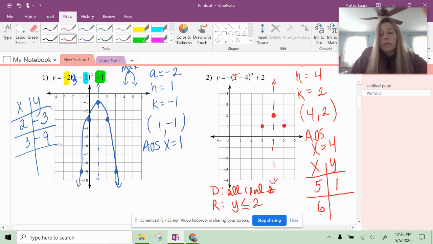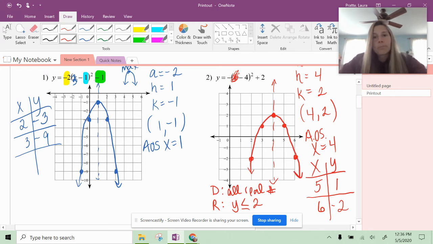If you wanted to do 6 and see what happens there, 6 minus 4 is 2. 2 squared is 4. 4 times a negative is -4. -4 plus 2 is -2. So that would be right here. And then I'd have to match it up on the other side of the axis of symmetry. And it should look like that.